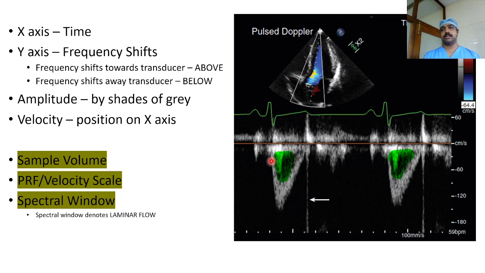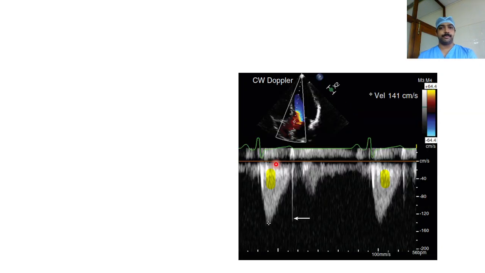Typically you get a spectral window at the center, so if the flow is not turbulent, you will get a good spectral window, which gives us better pictures. We get the velocity on the y-axis and we can determine the velocity. When there is a good spectral window, that is, a central triangular area of black, it denotes a laminar flow, that is, it is not a turbulent flow.